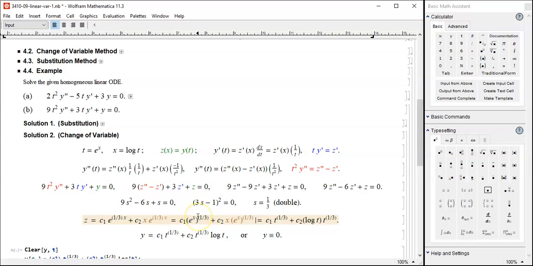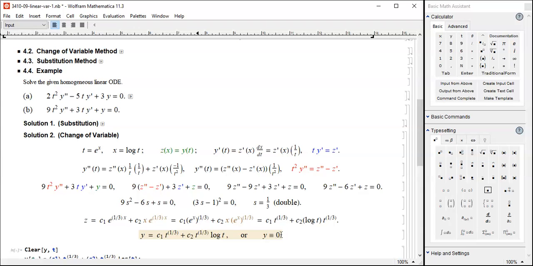Now e to the x is t. So e to the x to the 1/3 power is t to the 1/3 power. So we have t to the 1/3 power. And then we have t to the third power, same way, e to the x is t. And what about this x? X is log of t, and that's how log is popping up. So yeah, we do get log of t.